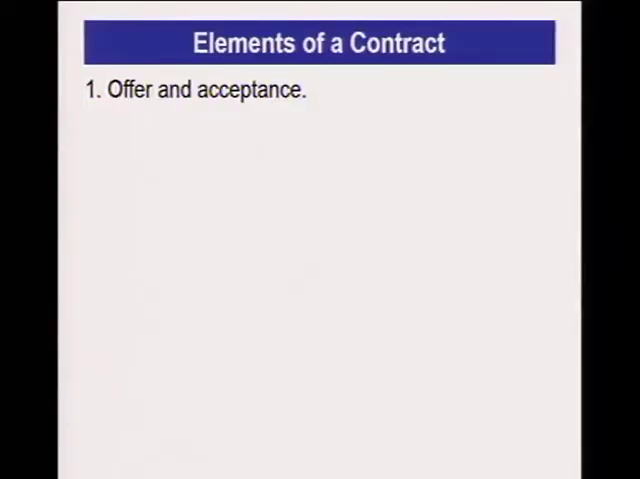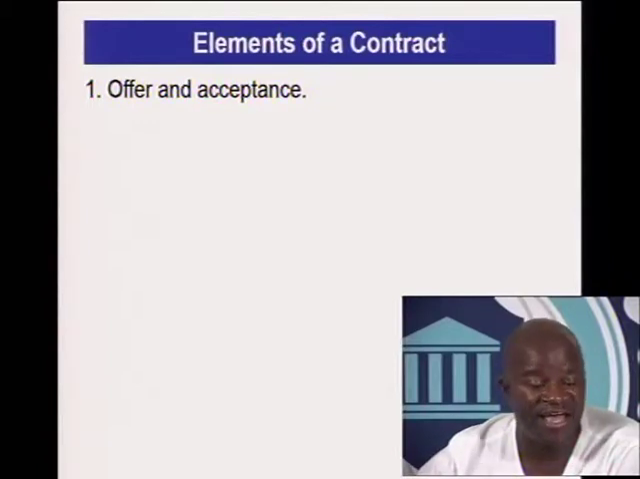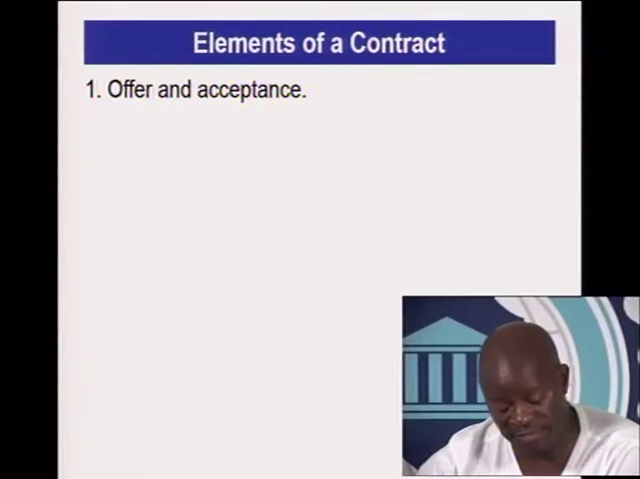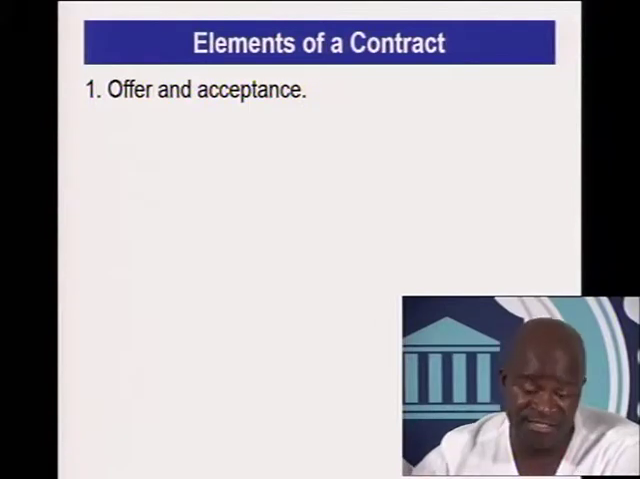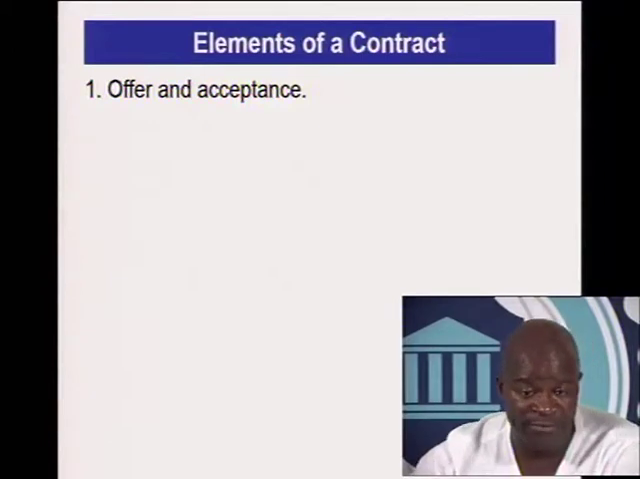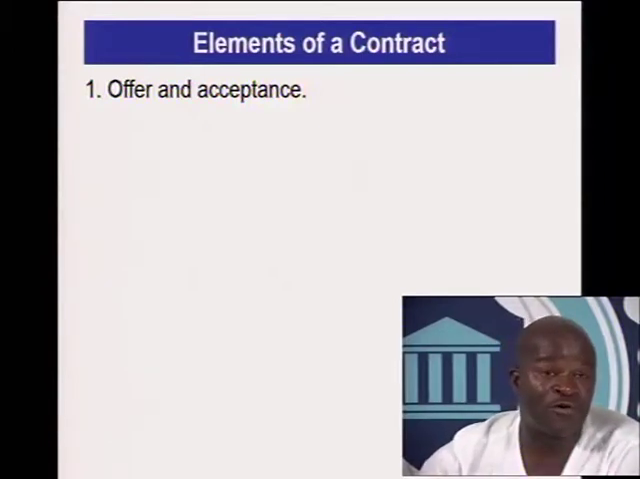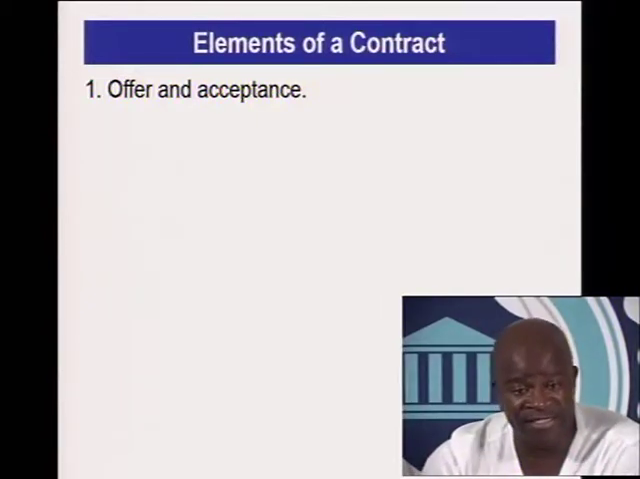Right. Now I'll be looking at the elements of a contract. You might have heard of 4 elements of a contract, 6 elements of a contract. Today I want to look at the 10 elements of a contract. The first one is what is called offer and acceptance. Mathematically speaking, agreement is equal to offer and acceptance, offer plus acceptance. So when I'm talking of offer and acceptance, I'm talking of agreement. So agreement is the first element of a contract.